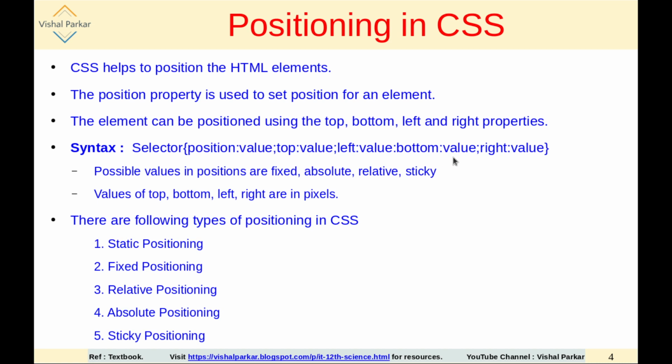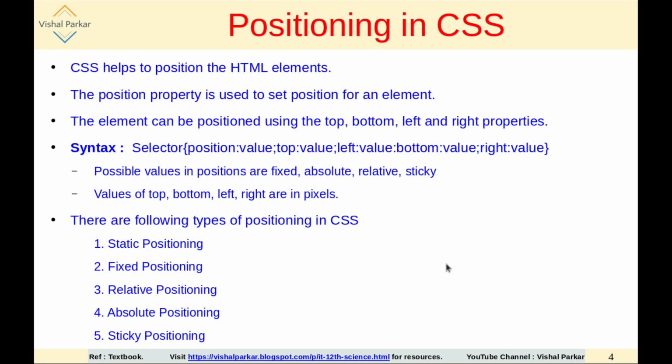Even though 4 such properties have been given here, we can use only 2. For example, imagine a rectangle, and we can specify where that rectangle has to be positioned using its top and left only. For example, x1, y1 and x2, y2. You can specify where that rectangle has to be positioned using x1, y1 only, without specifying x2, y2.